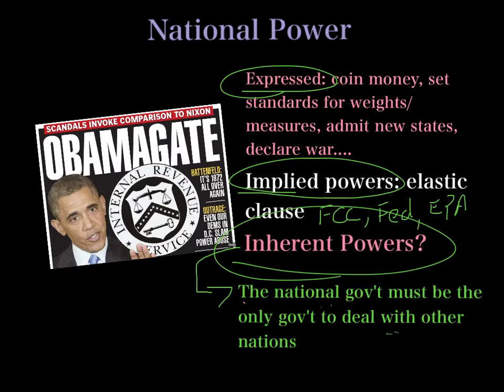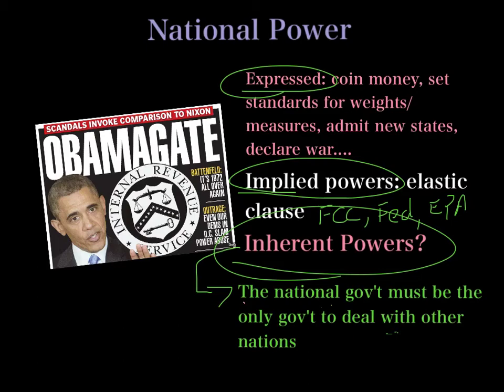So if we think of an example, in 2006, many Americans were outraged to learn that the federal government was considering allowing a Middle East-based company to take over the contracts to operate several American ports, like those in Los Angeles and Baltimore. Such an action would have been an exercise of the national government's inherent powers, which can sometimes be confusing.